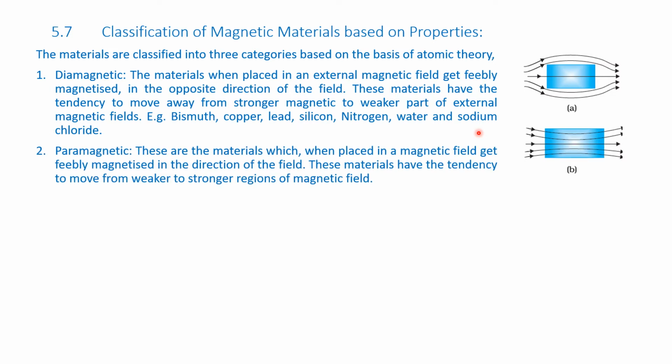Paramagnetic materials. These are the materials which, when placed in a magnetic field, get feebly magnetized in the direction of the field. These materials have the tendency to move from weaker to stronger regions of the magnetic field. So, when placed in a magnetic field, they get feebly magnetized, meaning weakly, not so strong, not so weak. Please see these field lines are coming closer here inside the paramagnetic material.